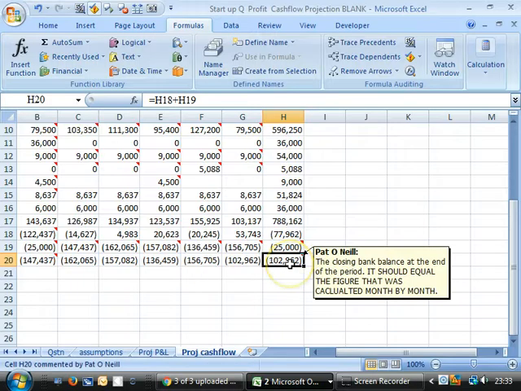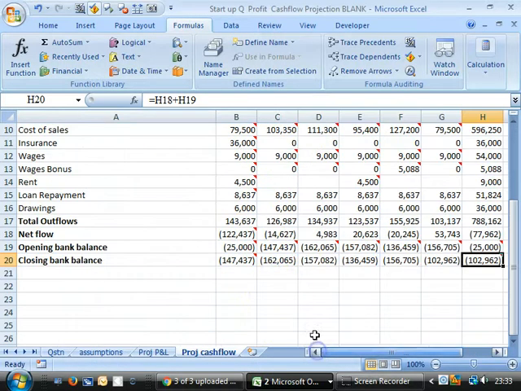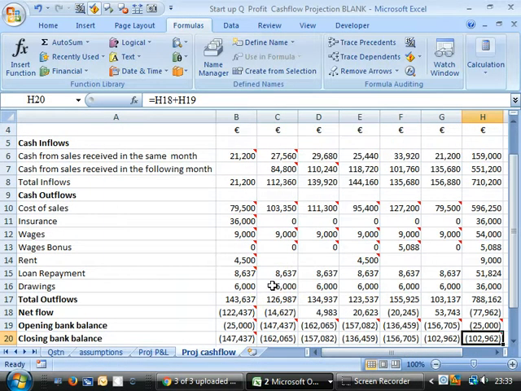Now, I did that rather quickly, so you may want to look back over it and practice it.